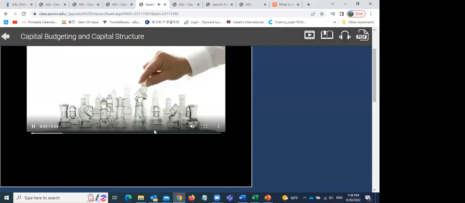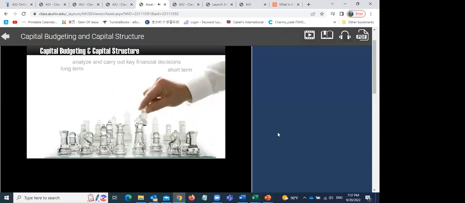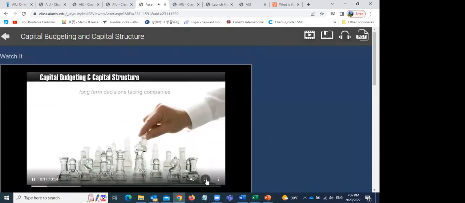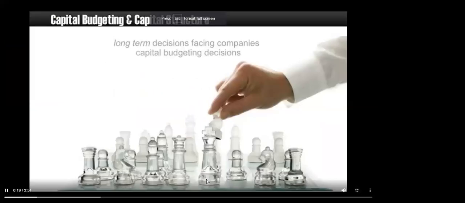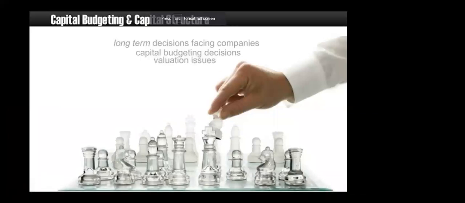Now that we have examined the main concepts and tools in finance, we are ready to discuss how managers analyze and carry out key financial decisions at their respective enterprises. Decisions are either long-term or short-term. In this presentation, we focus on the main long-term decisions facing companies: capital budgeting decisions, valuation issues, and capital structure choices.